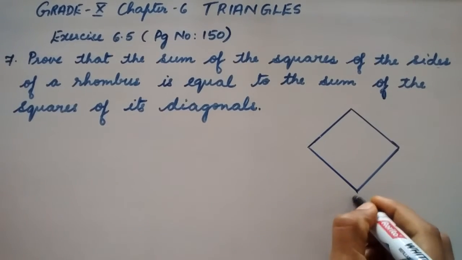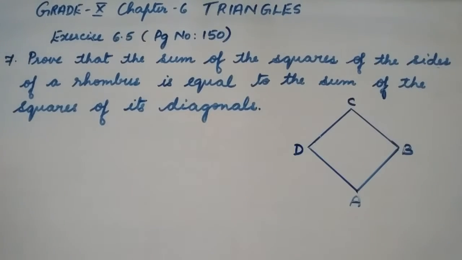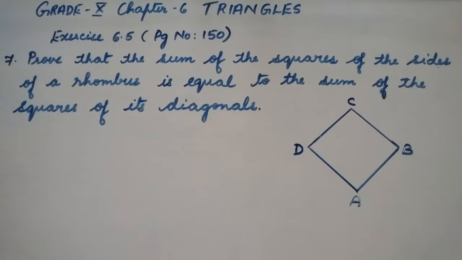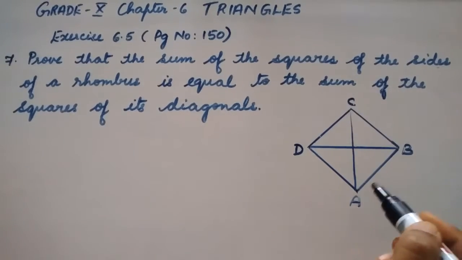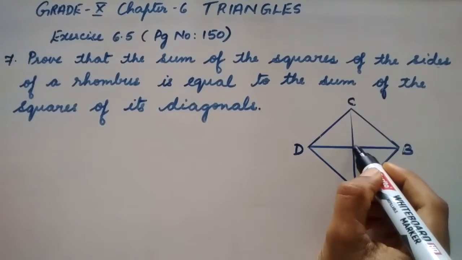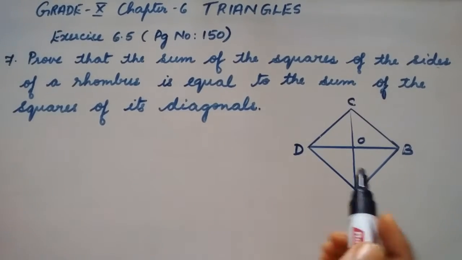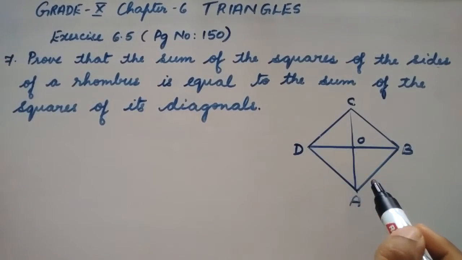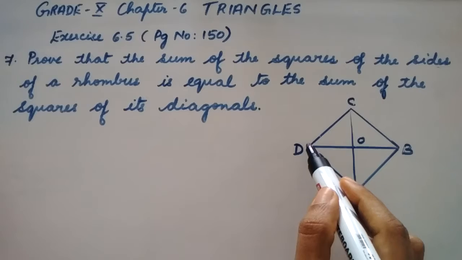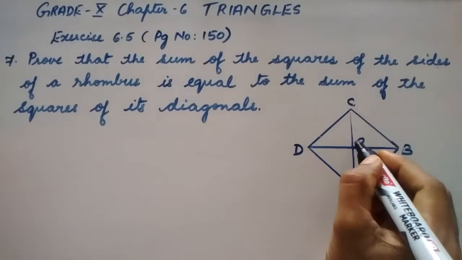So, this is a rhombus ABCD. Now, let us draw the diagonals of the rhombus. So here we have AC and BD as diagonals. Let us name this point as O. We know that in a rhombus, the diagonals, that is AC and BD, bisect each other at right angles.